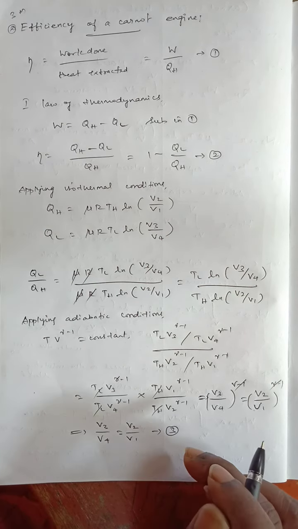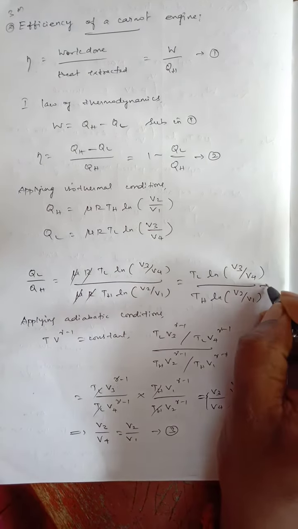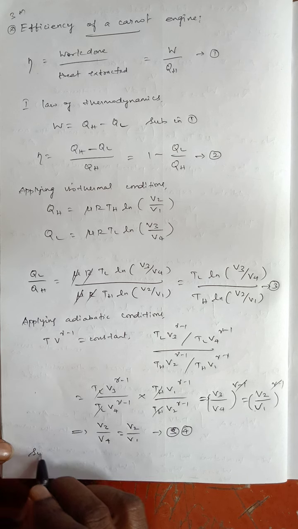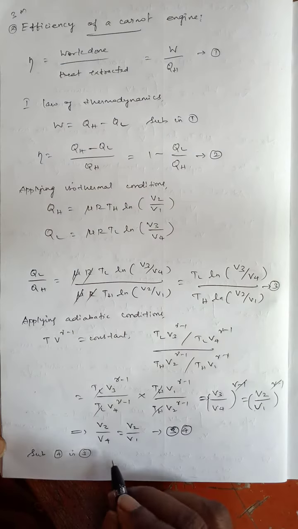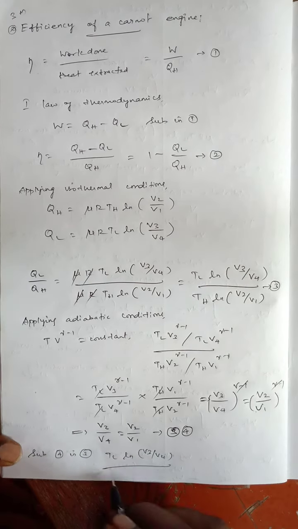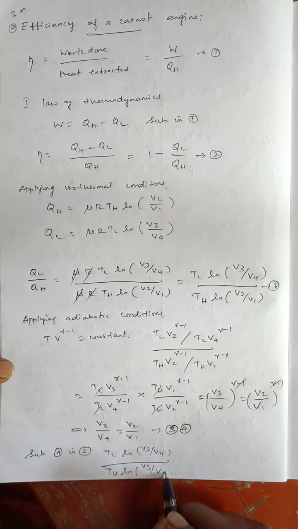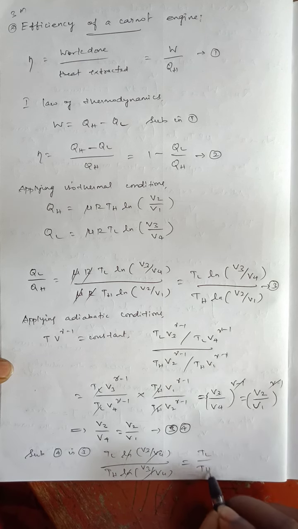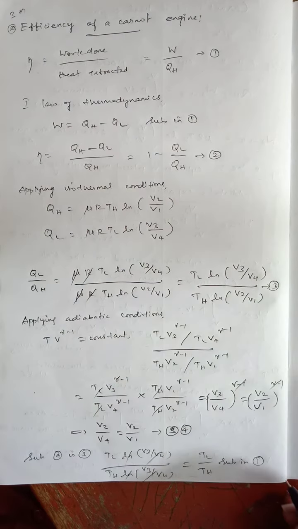Now we have to substitute. Keep this equation as 3 and this as 4. Now apply equation 4 in the third equation. Since V3 by V4 equals V2 by V1, we have TL ln V3 by V4 by TH ln V2 by V1, which we write as the same V3 by V4. Both the ln terms have the same value, so they cancel each other. Finally we have TL by TH. This is substituted in the second equation.